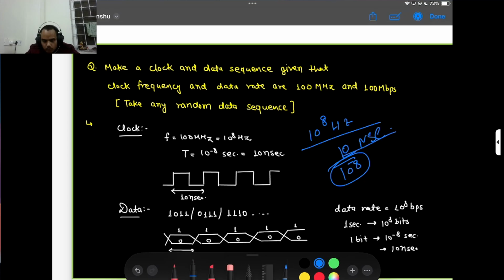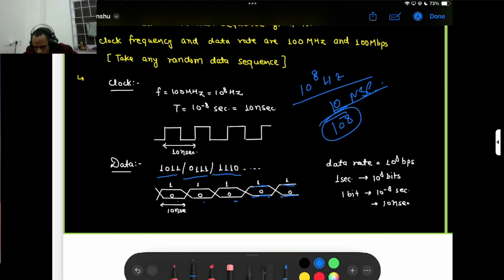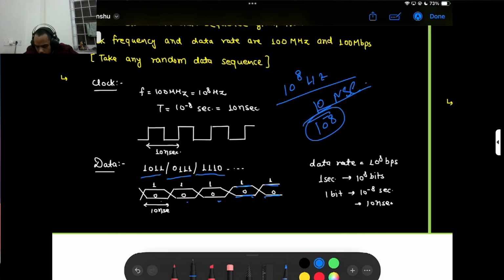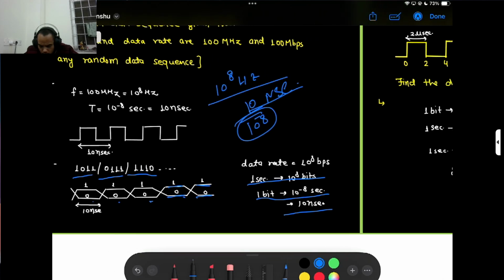My clock period is 10 nanoseconds, and suppose my data is 1001, 1001, 0 double 0 triple one, and triple one zero, like this. So 10 nanoseconds up to here, this is 1, this is 0, this is 1. The data rate is 10 to the power 8 bps, so in 1 second there are 10 to the power 8 bits, and 1 bit takes 10 to the minus 8 second, 10 nanoseconds. This way the data goes.